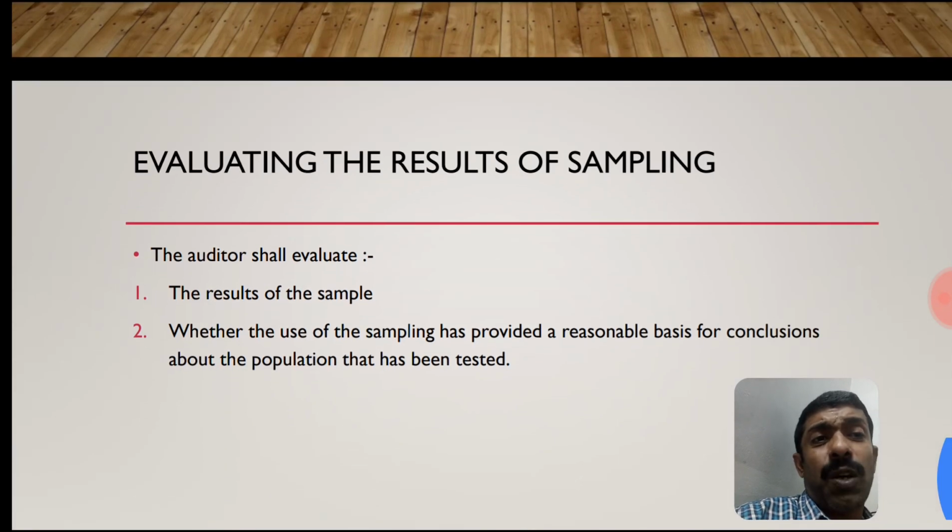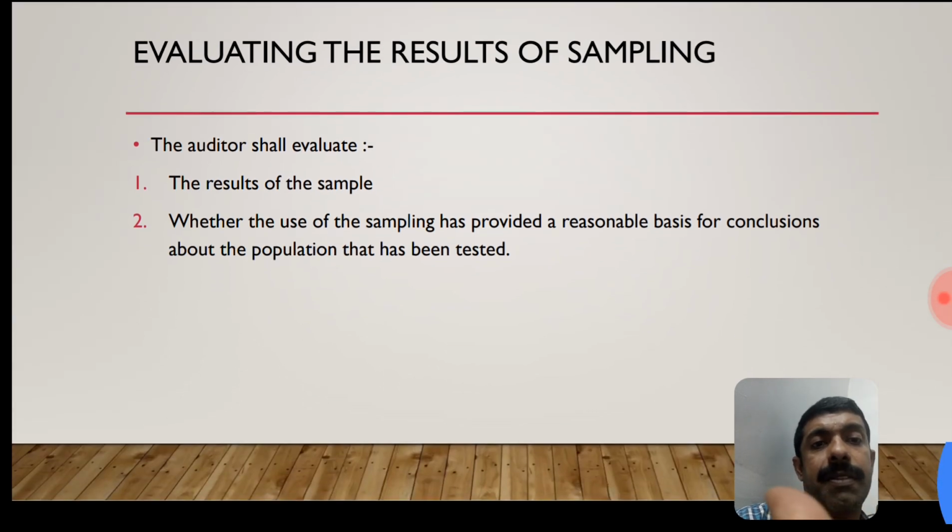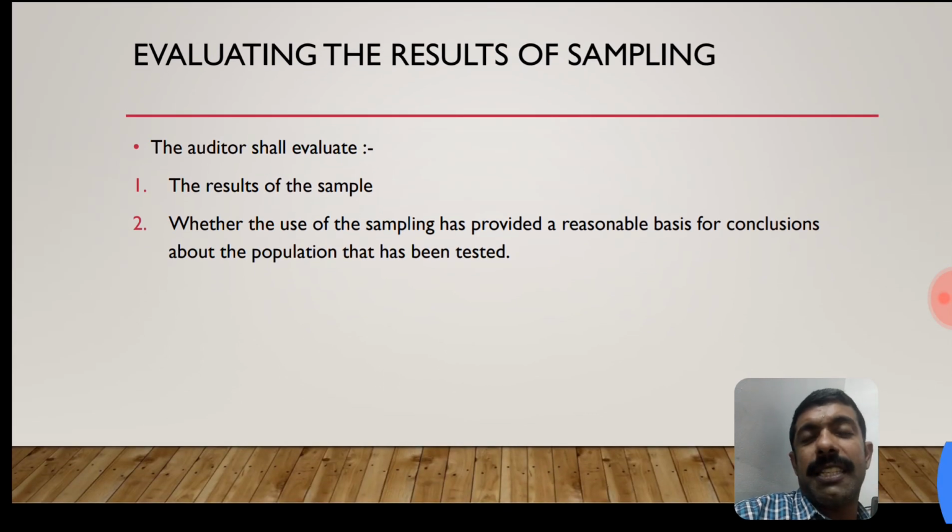Evaluating the result of sampling is the main area. The auditor shall evaluate the result of the sample, whether the use of sampling has provided a reasonable basis for conclusions about the population that has been tested. So this is our small discussion about sampling.